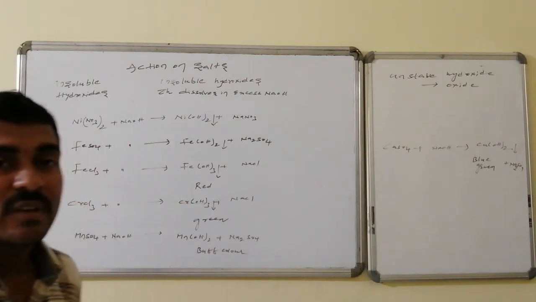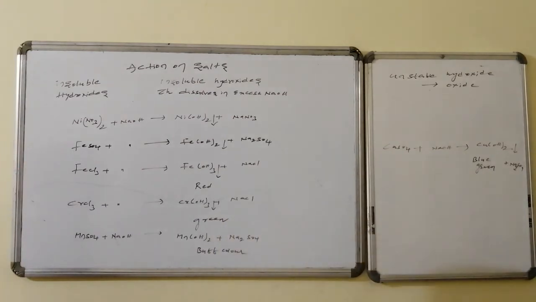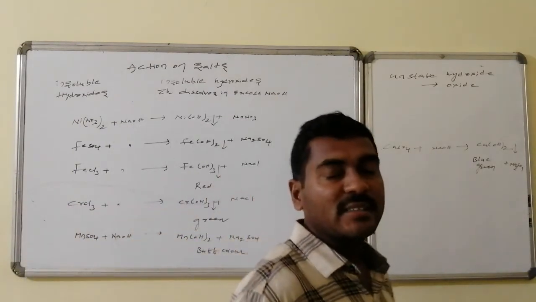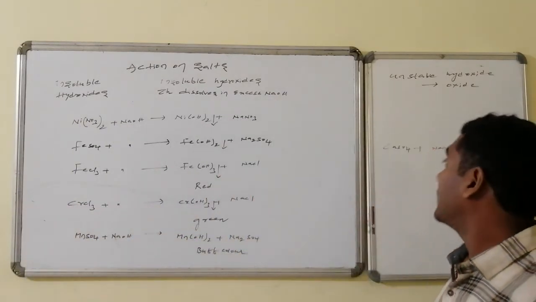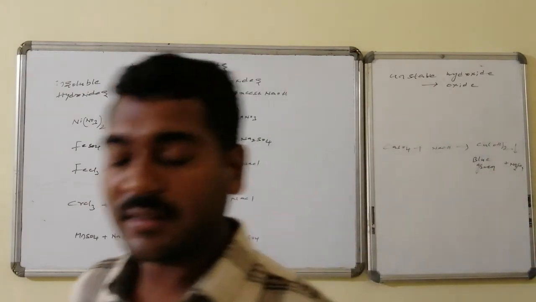Similarly, copper sulfate forms copper hydroxide. Everything is a precipitate. Some of the colors are like this. Ferric hydroxide is red in color, chromium hydroxide is green, manganese hydroxide is buff, and similarly copper hydroxide is blue green in color.